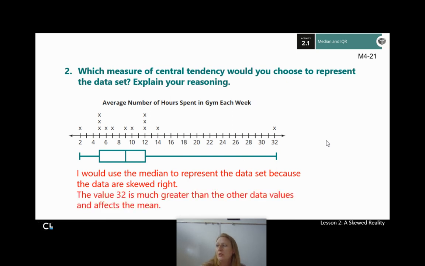That value of 32 is so much greater than the other values. It really affects your mean. It doesn't affect your median, but it really affects the mean. So median would be a better one to use here. Darn 32, again, that jacked up guy, he's messing everybody up.